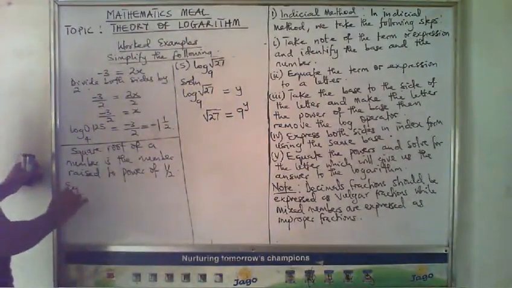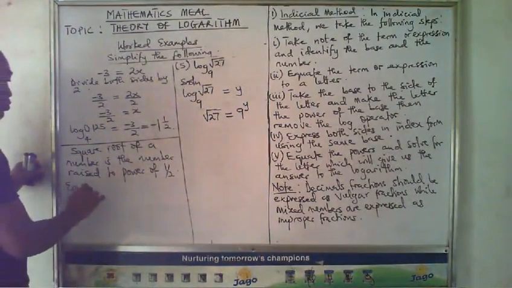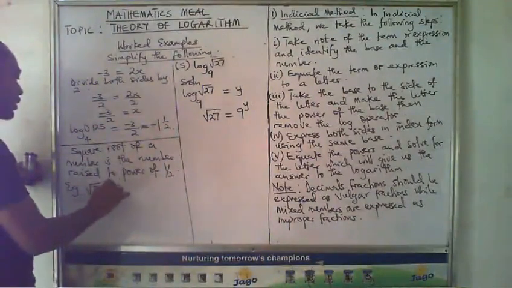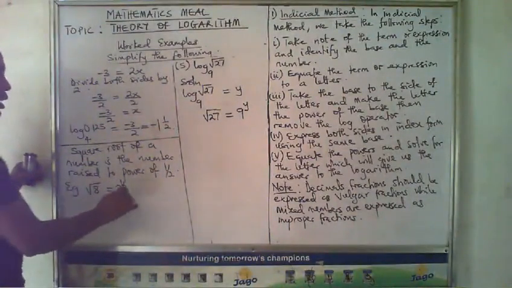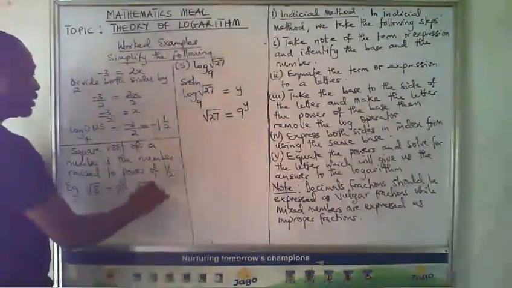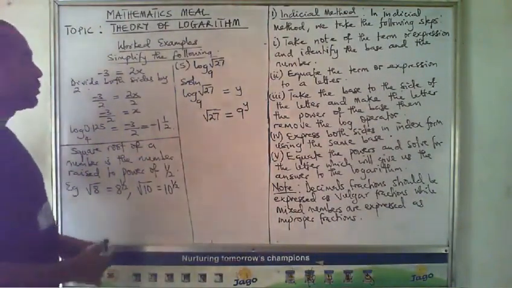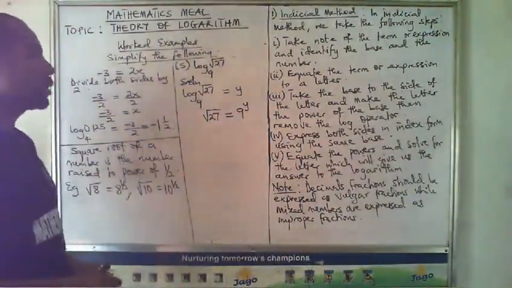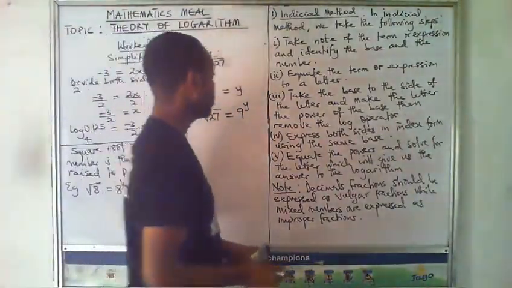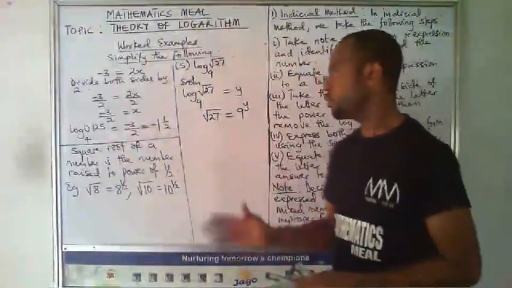For example, now if I have square root of 8, it is 8 raised to power 1 over 2. Now square root of 10, it is 10 raised to power 1 over 2, and so on and so forth. So take note of this. Just put it down quickly. Do not allow it to distract you from what we are doing. Let's put it down quickly.